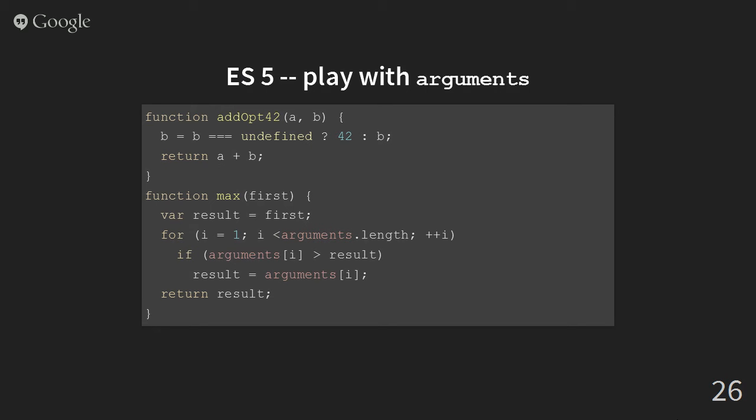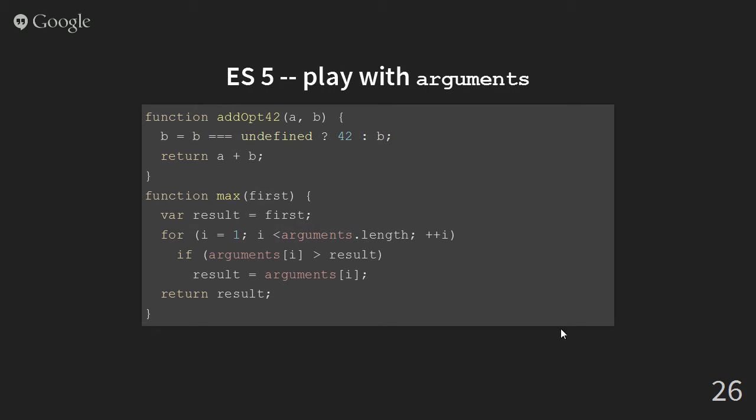So if you want to have default parameters, you basically have to test explicitly, is it undefined? Then I will replace it with my default value, which is 42, and otherwise use the value, and then I can use it. And if you want to define a max method, which takes an arbitrary number of parameters, you have to iterate over the arguments. Oh, forgot a space here. Sorry for the JavaScript style. So you basically have to use the arguments magic variable.